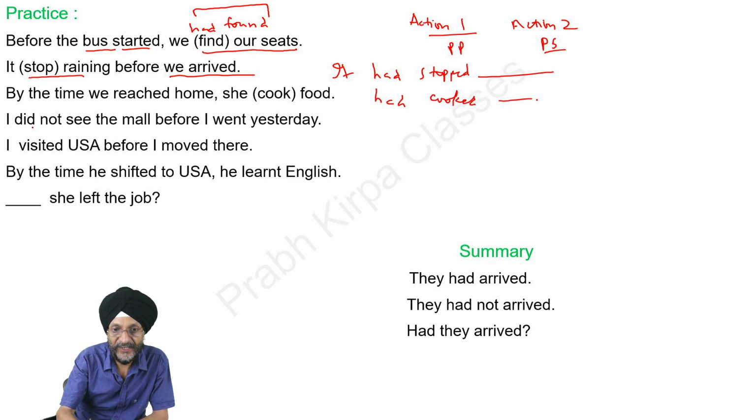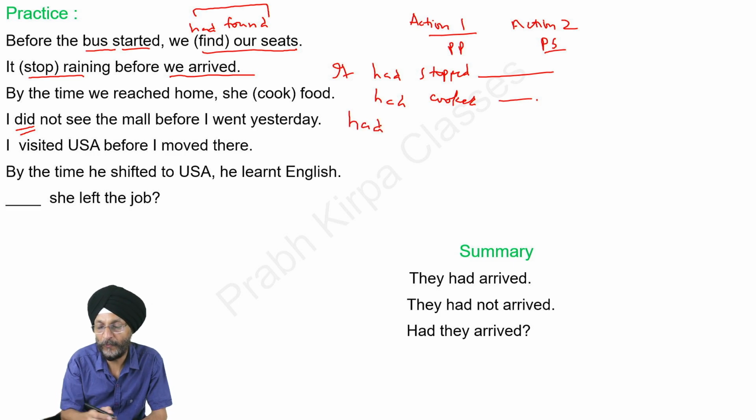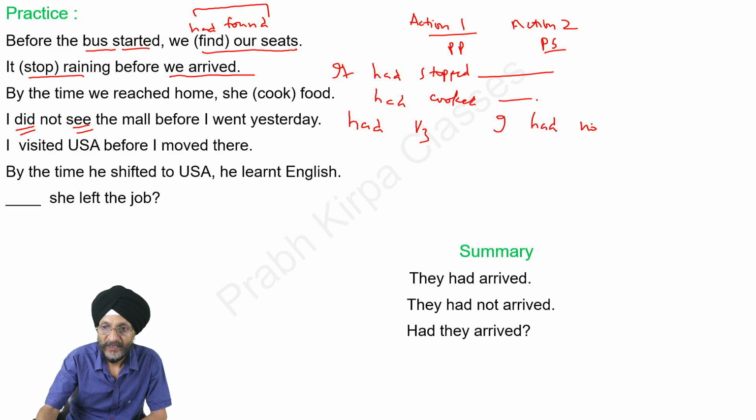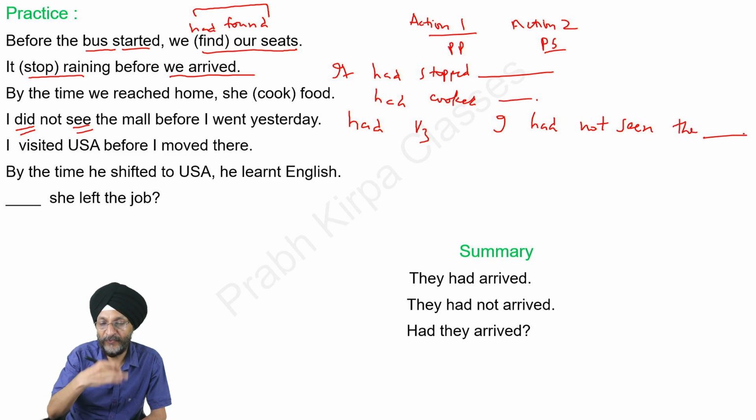Next, I did not see the mall before I went yesterday. As already told, we are to use had in case of past perfect tense and not did. I did had not. Here you will see the first form of the verb, whereas we have to use the third form of the verb. So the answer will be, I had not seen the mall before I went yesterday.